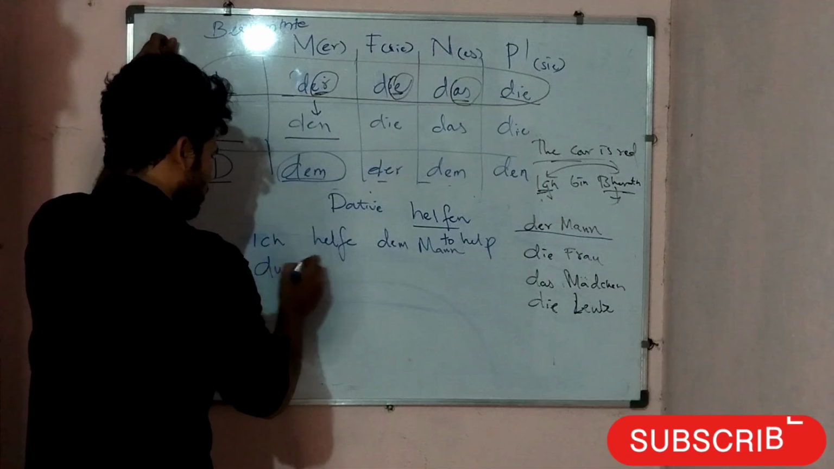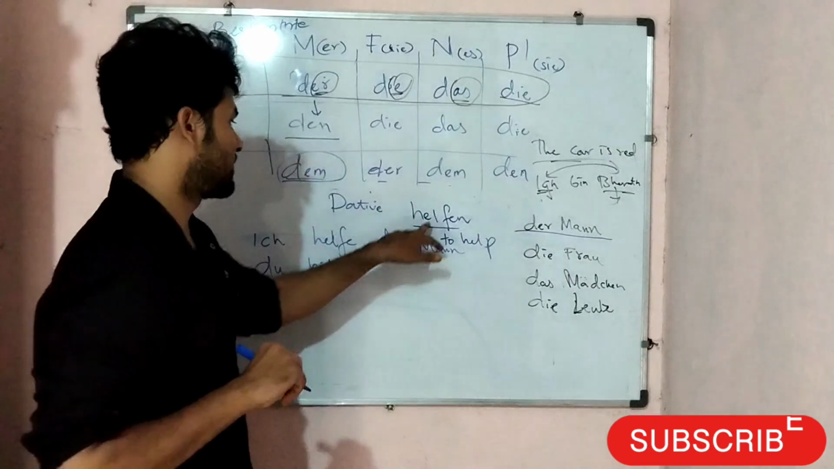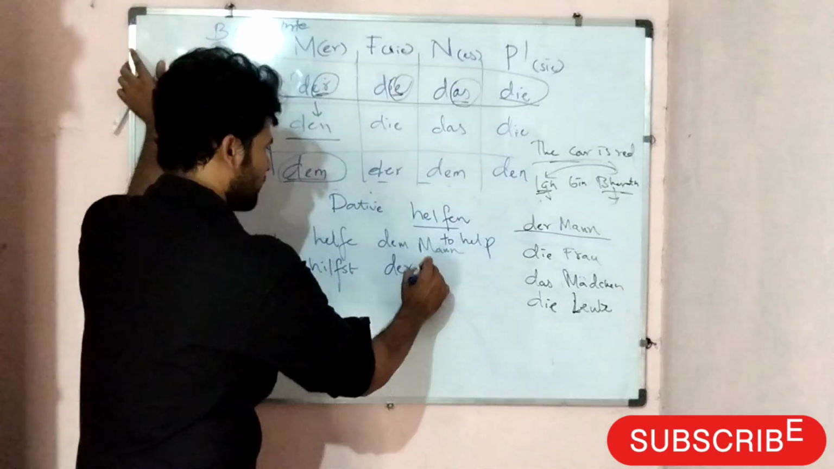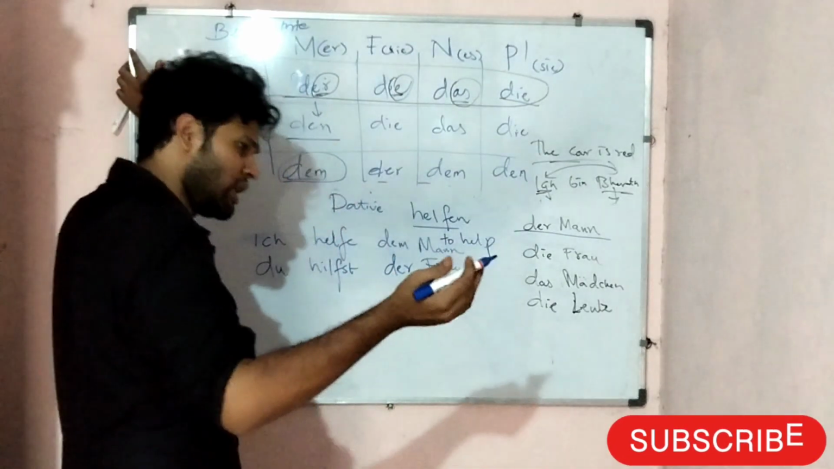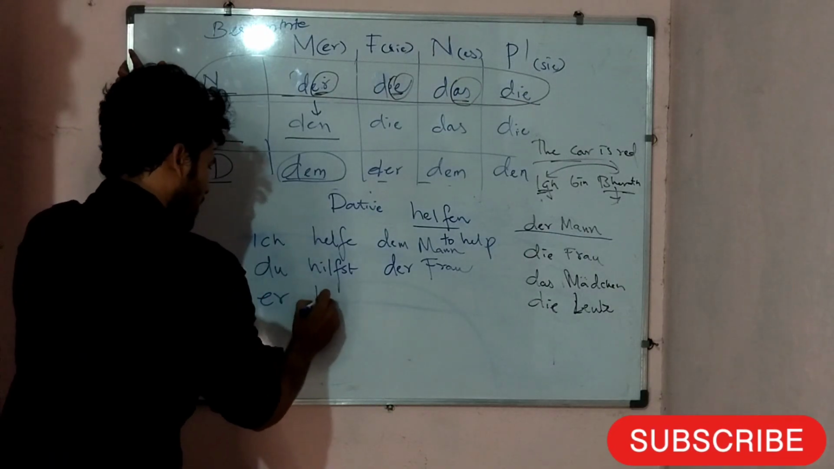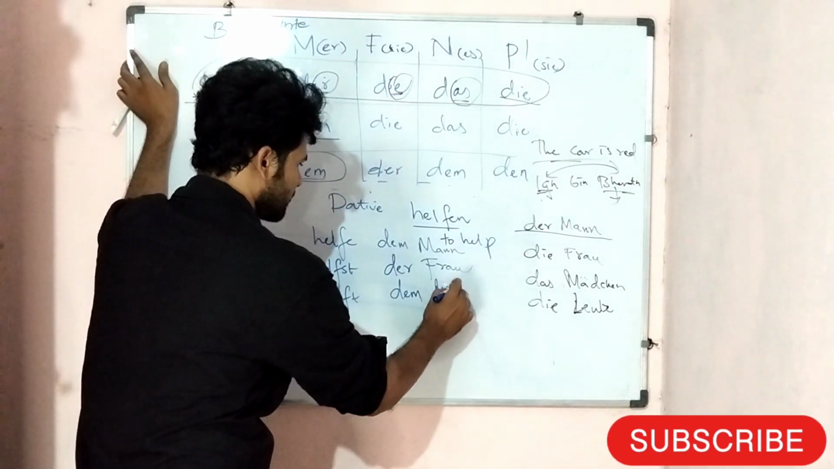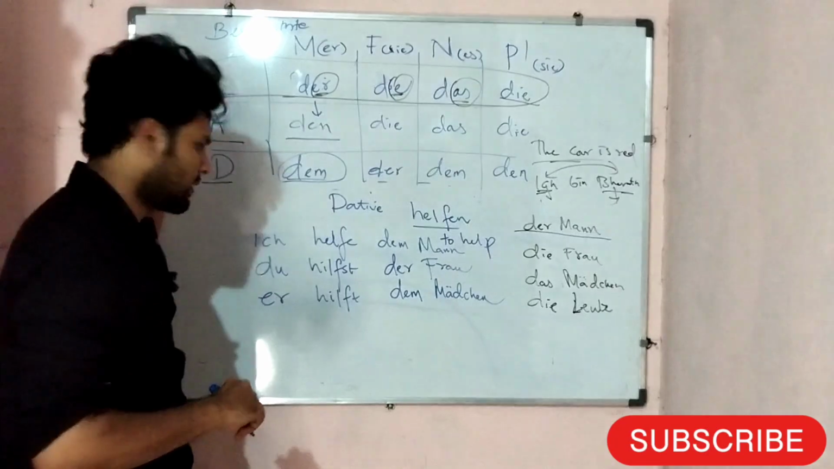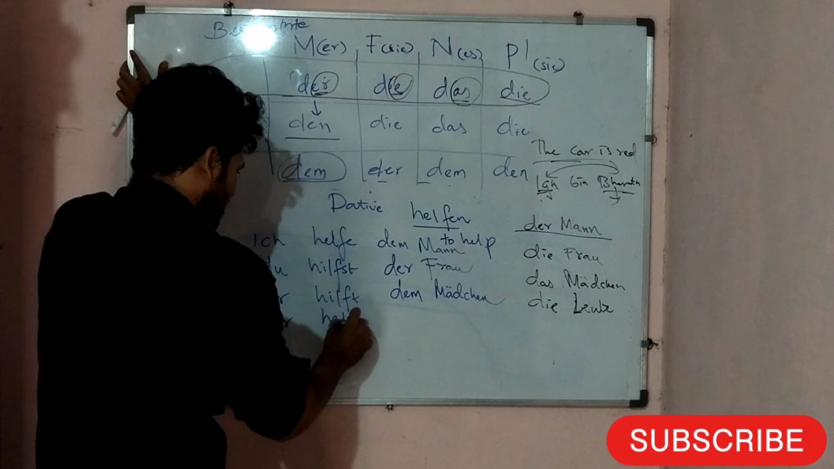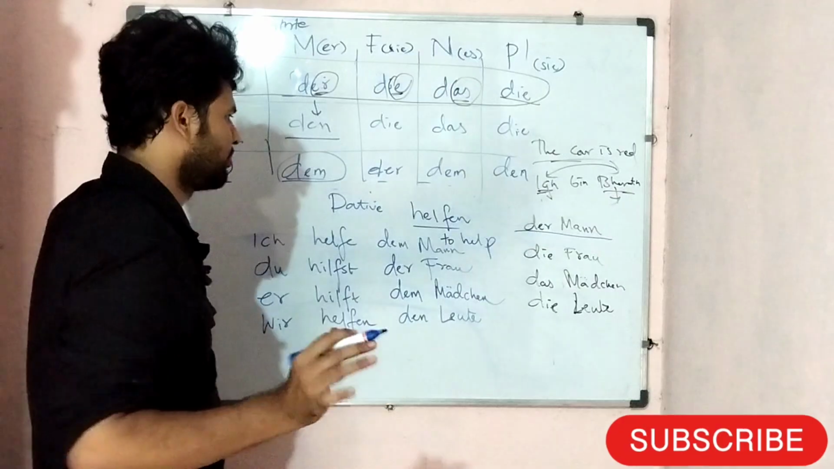You are helping the lady. Du hilfst. If you remember in the previous class, for people who are following, the vowel changes from e to i in that kind of verb. So, du hilfst der Frau. And you are helping the girl. She is helping the girl, or he is helping. Er hilft dem Mädchen. And we are helping the people. Wir helfen den Leuten. Simple.